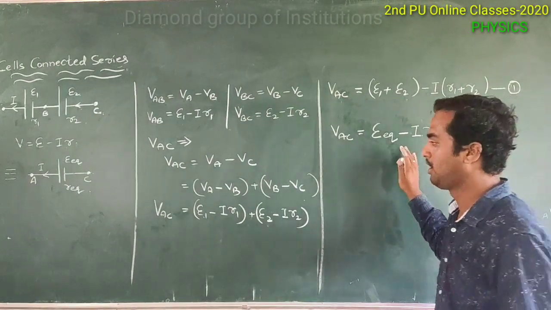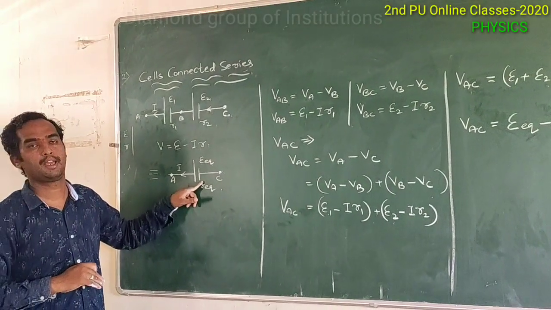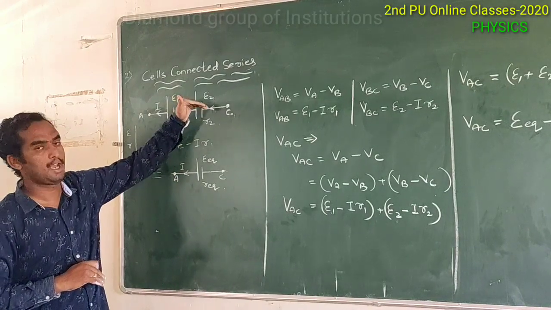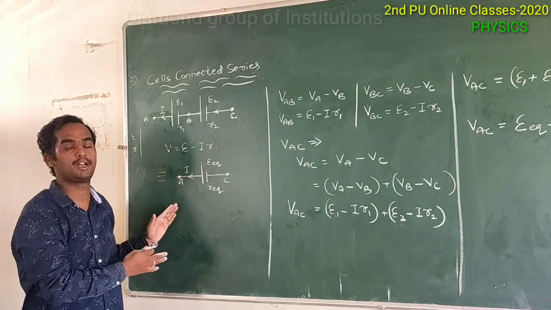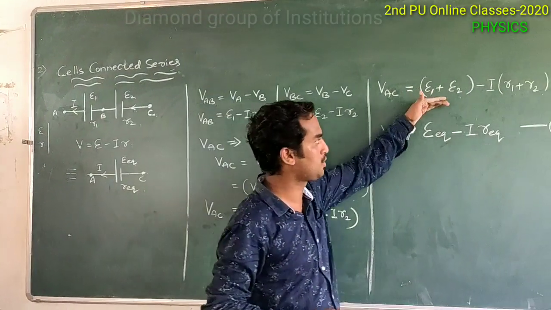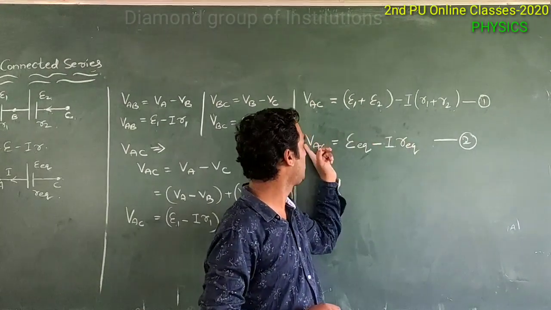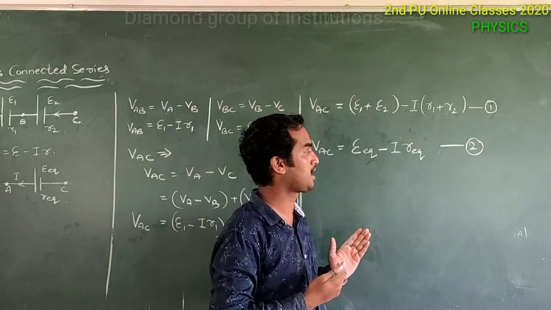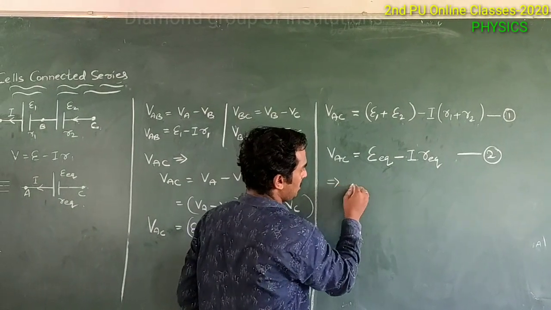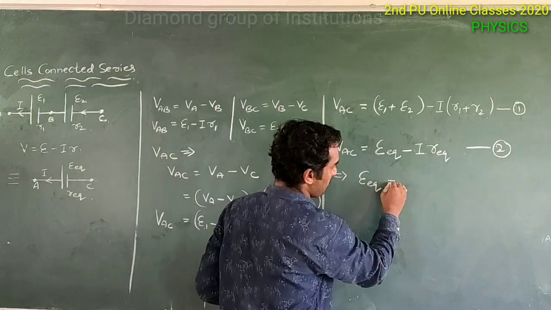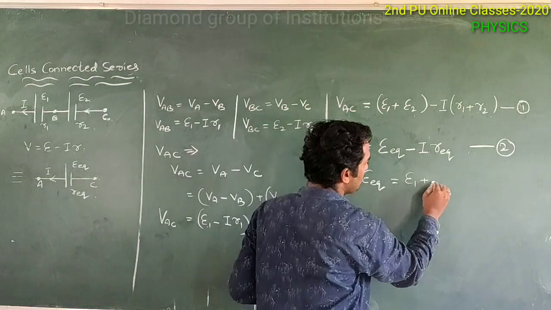We applied this formula to the equivalent diagram, whereas in the original the two cells have EMFs E1 and E2. We removed these two cells and replaced them with the equivalent circuit. If you compare equation number 1 and equation number 2, the left side of both is VAC, so both left-hand sides are the same. If you compare the right-hand sides, we can directly write Eeq equal to E1 plus E2.